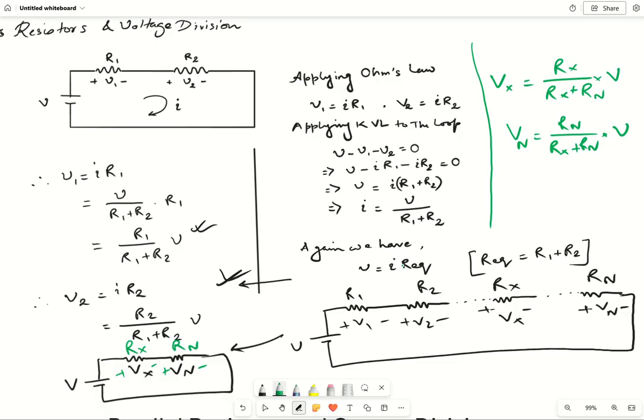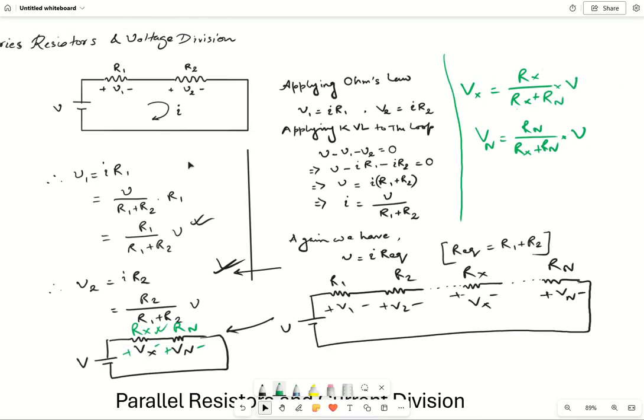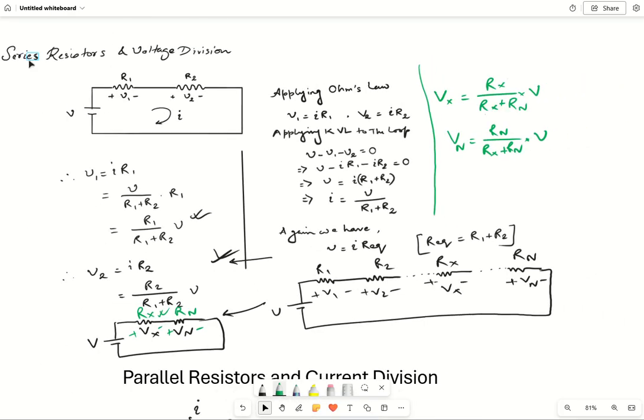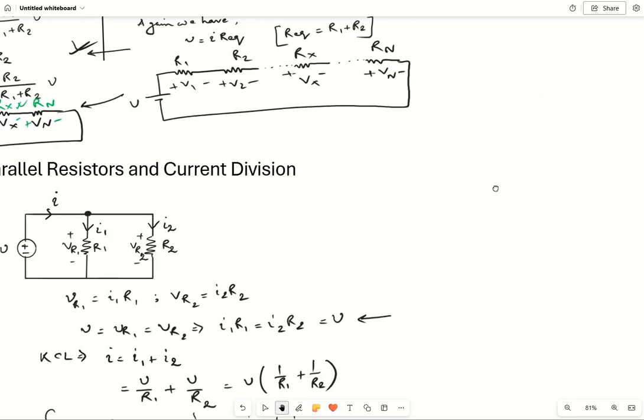So what is the logic here? Wherever we are determining the voltage, that resistance is divided by the total resistance. So this is your Rx divided by Rx plus Rn. Similarly, Vn will be Rn divided by Rx plus Rn. I hope you have understood how we are using the voltage division and current division rule. So let us consider a numerical.